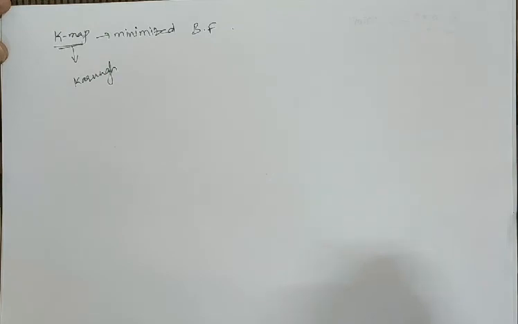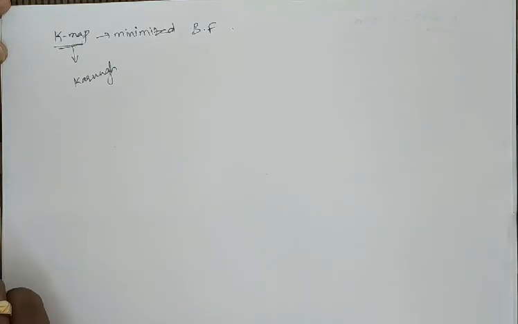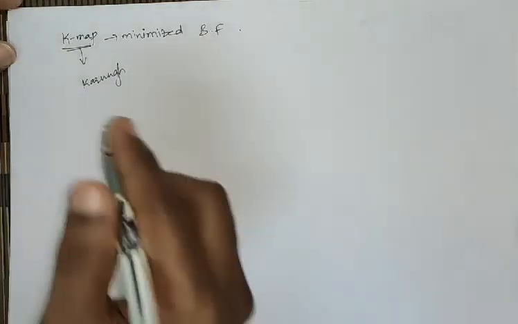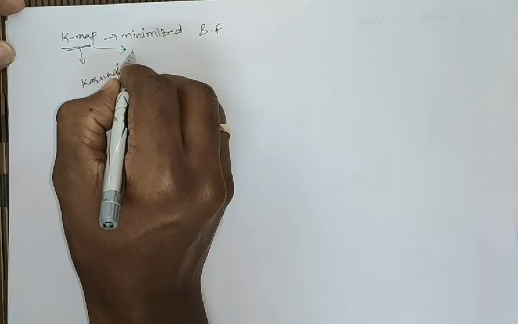So we already discussed what is min term, what is max term. Standard SOP terms are called min terms. Standard POS terms are called max terms. Now we are going to discuss K-map, Karnaugh map. This is a method to minimize Boolean functions by using the min terms or max terms. We already know how to represent the min terms and max terms.